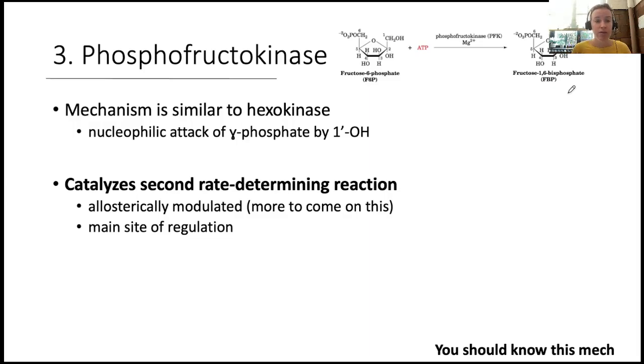The mechanism here, folks, is very similar to hexokinase. I bet you could draw it. Instead of having the hydroxyl group from carbon number 6 doing the attack, it's the hydroxyl group from carbon number 1.